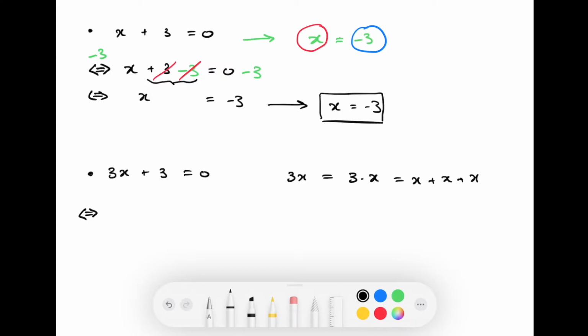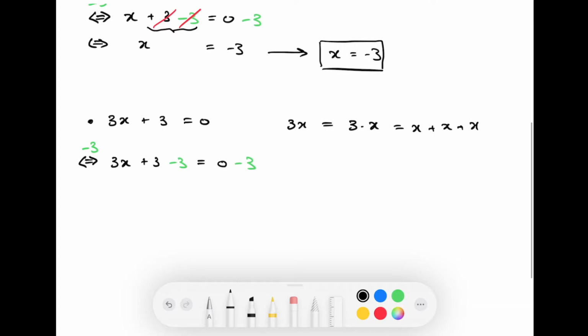Well, the first step, again, is getting all of the numbers without an x away from the left-hand side. Again, this is achieved by subtracting 3 on both sides of the equation. So we get 3x plus 3 minus 3 is equal to 0 minus 3. This basically simply becomes 3x, because plus 3 minus 3 cancel each other out, so it's 0, is minus 3. So now we have 3 times x is minus 3.